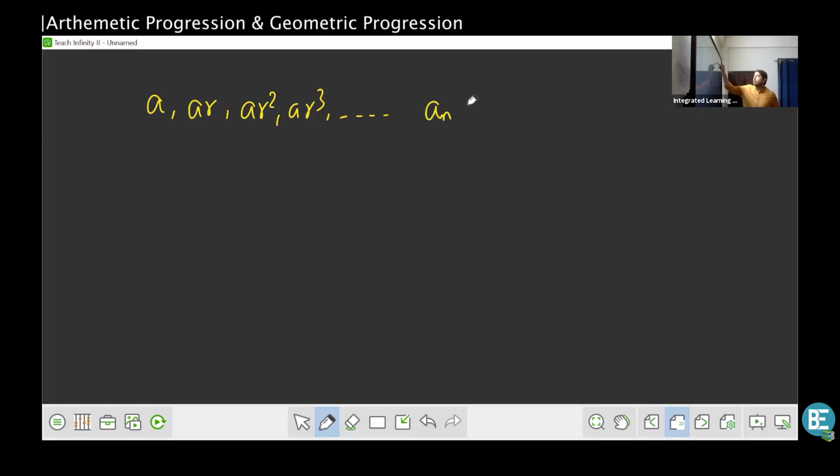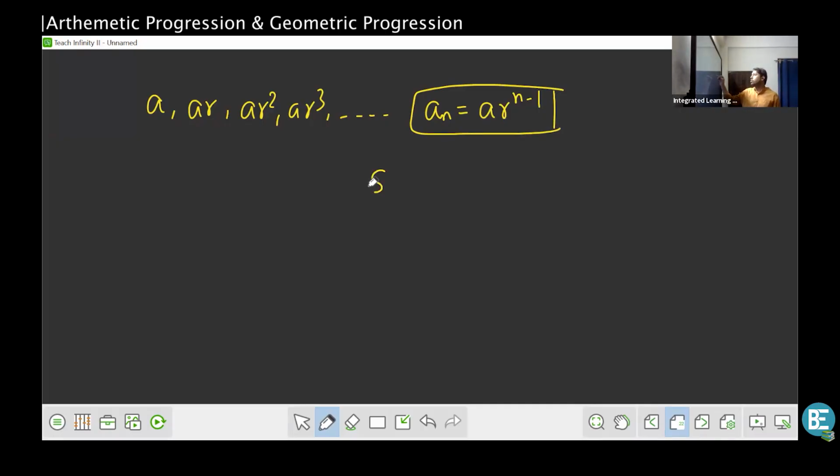And you can observe the pattern. So the nth term will be a into r to the power n minus 1. See, in AP it was n minus 1 into d; you need to add n minus 1 into d. Here you need to multiply r to the power n minus 1. So this will be the formula for the nth term of GP.